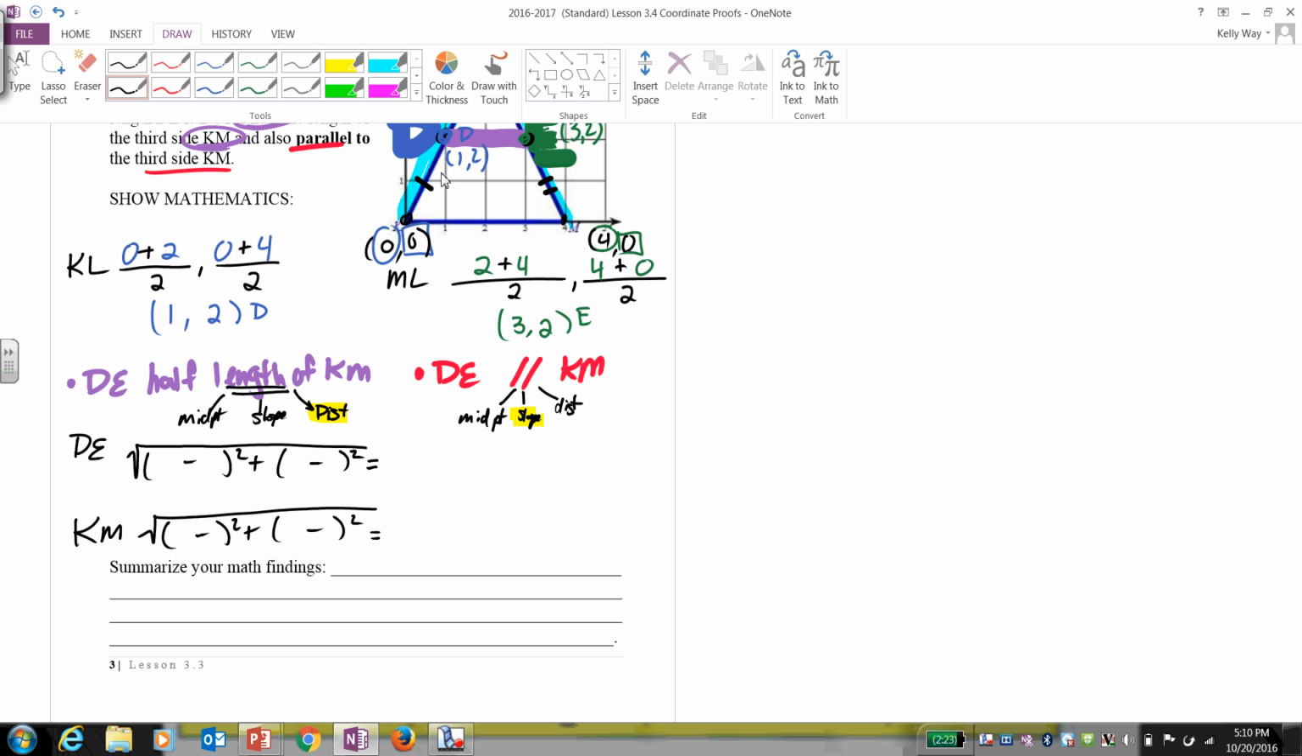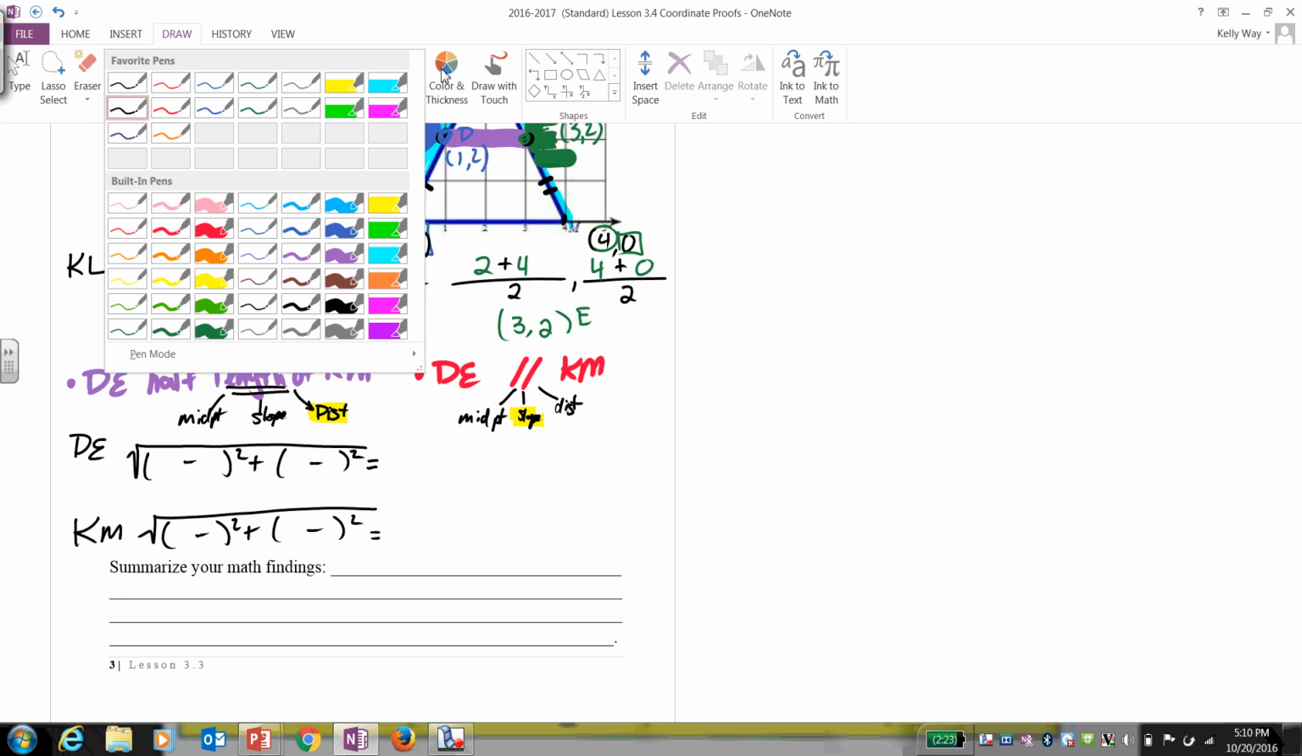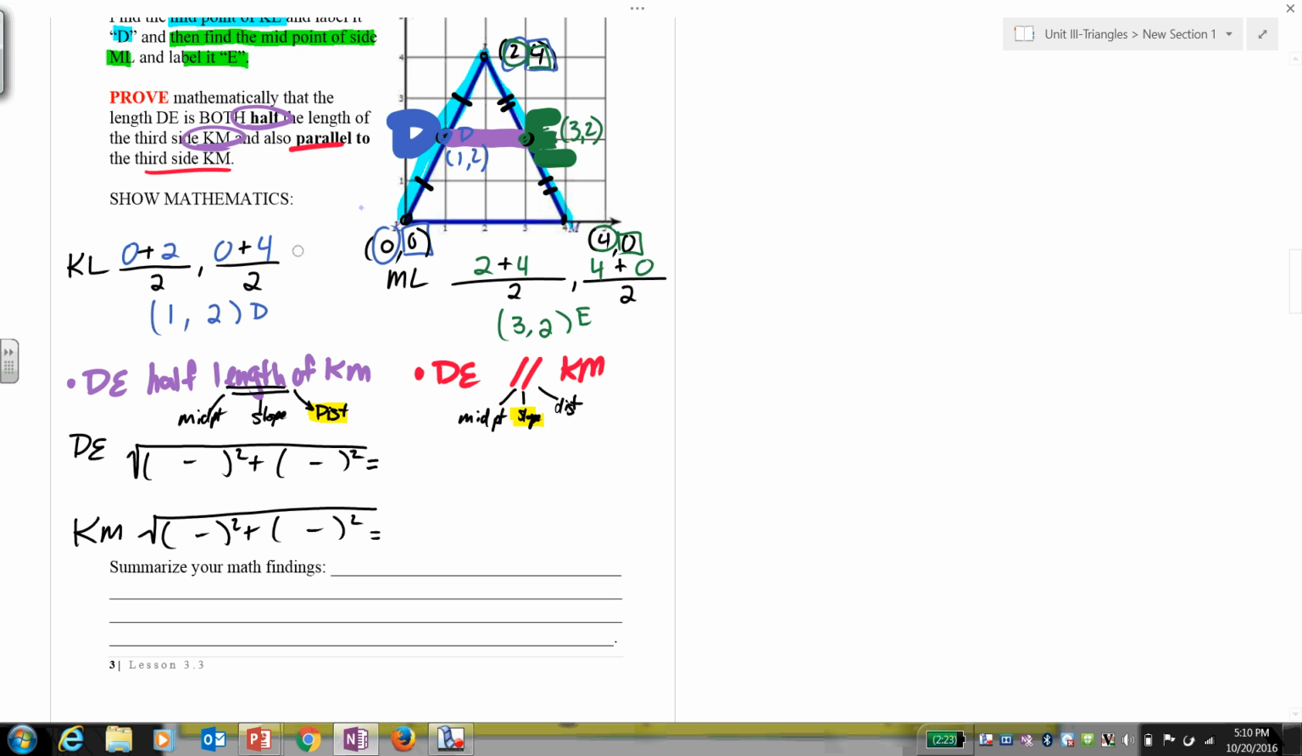All right. So let's do the distance of D to E. And that distance, you have a 1 and a 3. We're going to go left to right. And then 2 to 2. And if you look carefully, this ends up being 0. This ends up being 2 squared, which is 4. So you end up with the square root of 4, which of course is 2.